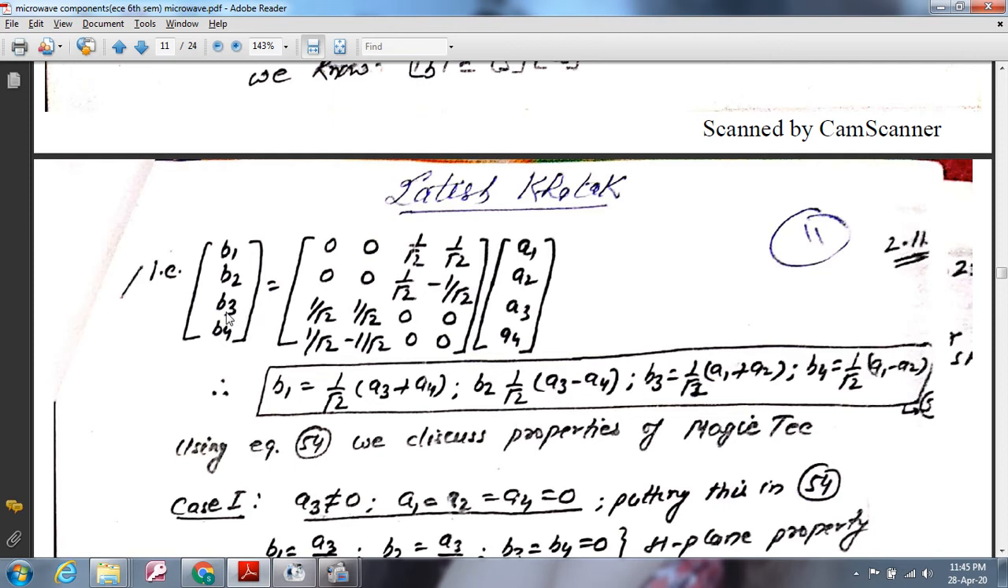Similarly b3 will be equal to 1 by root 2 into a1 plus 1 by root 2 into a2. This will result in b3 equals 1 by root 2 into (a1 plus a2). Similarly b4 will be equal to 1 by root 2 of a1 minus 1 by root 2 of a2. This will result in the fourth equation, that is b4 equals 1 by root 2 into (a1 minus a2).